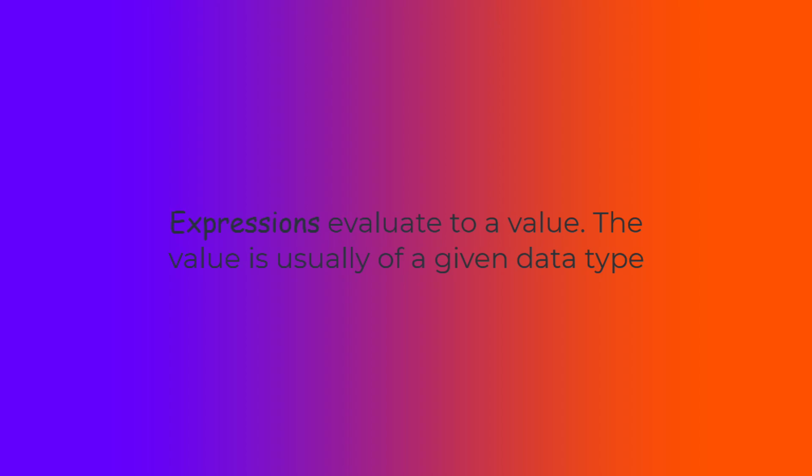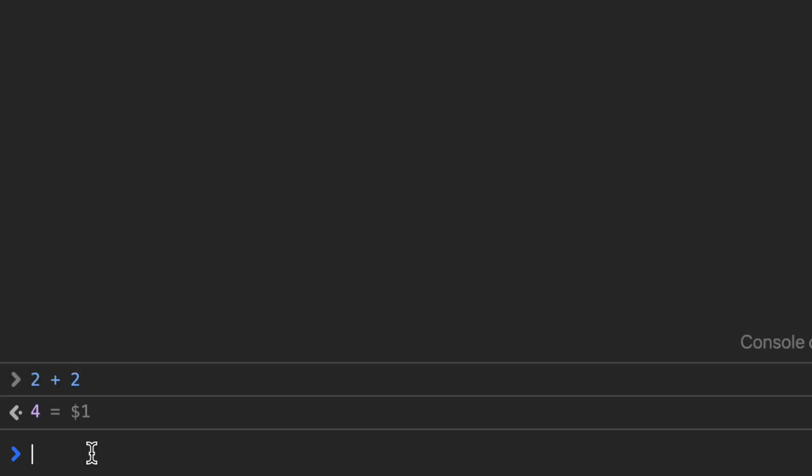Expressions are just code that evaluates to a value, and the value they evaluate to is usually of a certain data type. Let's go to our browser's console and look at expressions more closely. Right here is our browser's console, and I'm going to type some expressions. When I say 2 plus 2, this is an expression because it's going to evaluate to a value. And the value it evaluates to is 4. 4 is of the number data type.